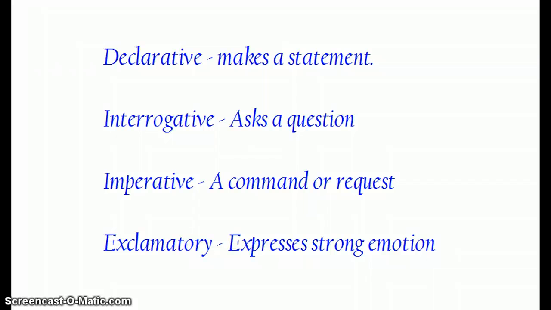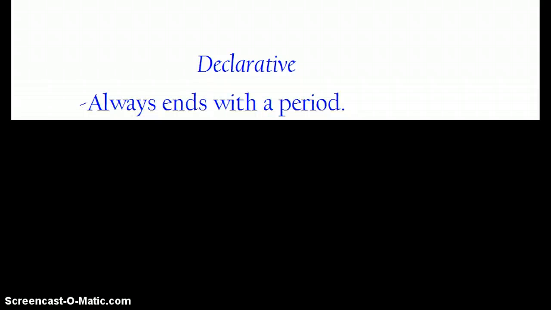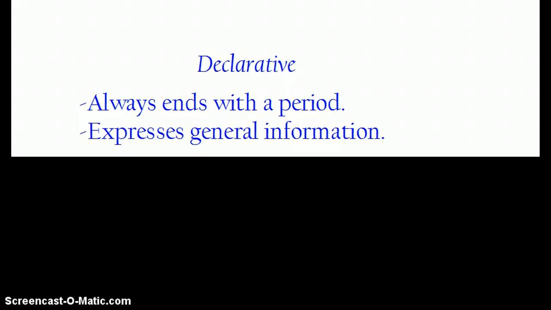Now, each one will have a specific type of punctuation that goes with it, and there's a reason each one is called what it is, and we'll discuss those in the next few slides. So the first type we'll talk about is declarative. Now, when you declare something or make a declaration, you are making a statement. You are expressing some type of a fact or feeling or something that you believe to be true. So that's why declarative sentences always end with a period, and they just express general information.